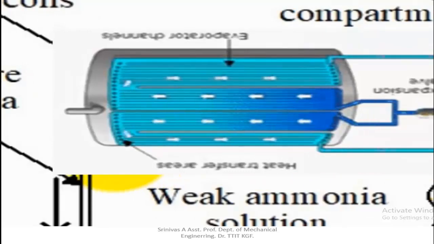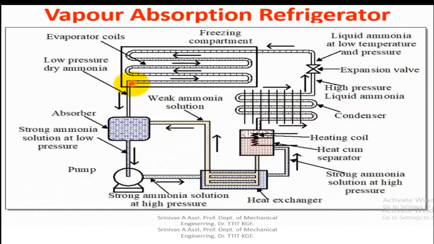So it will be converted into vapor, and this low pressure ammonia vapor is sent to the absorber. In the absorber, this low pressure vapor is dissolved in the water, and it becomes the strong ammonia solution. Before that, the weak ammonia solution from the heat come separator comes to the absorber. This weak ammonia solution dissolves the vapor from the evaporator component, and it becomes strong ammonia solution.